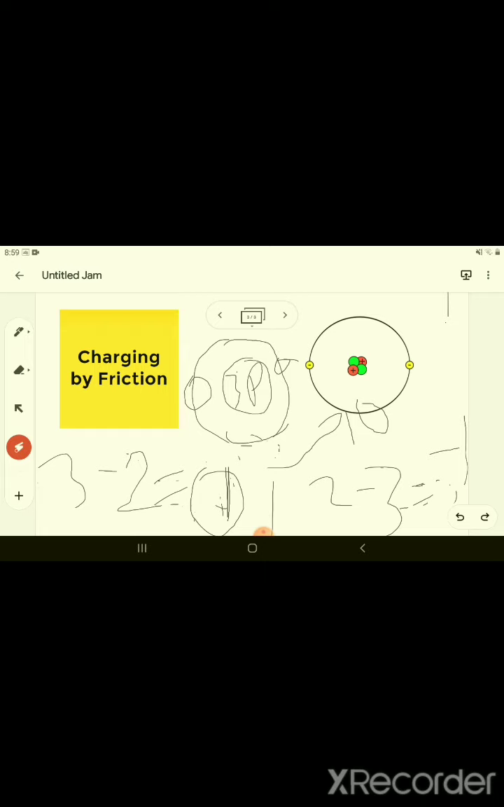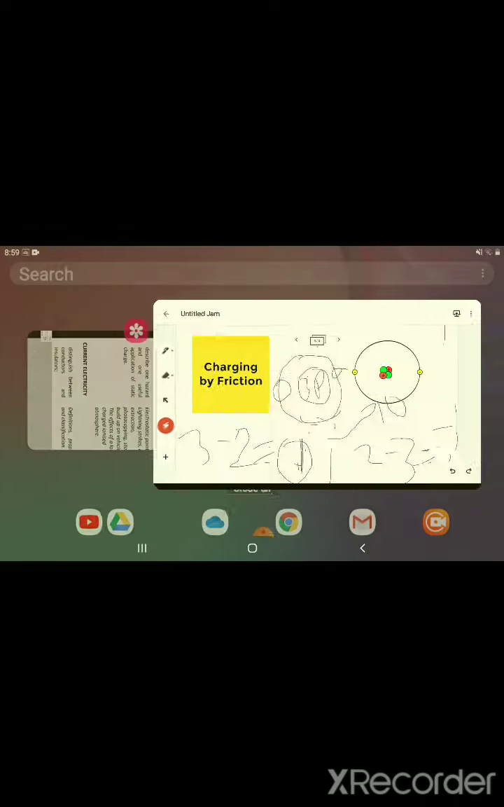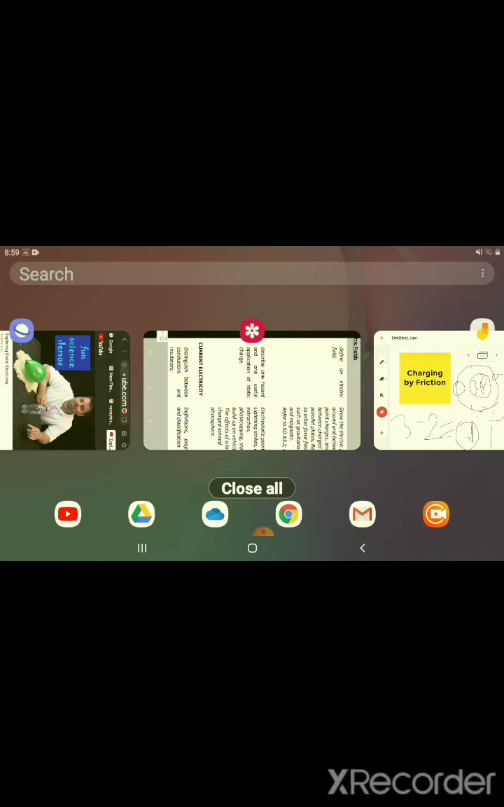So let's look at a video which demonstrates this charging by friction at work. Okay, let's wait for it to come up.